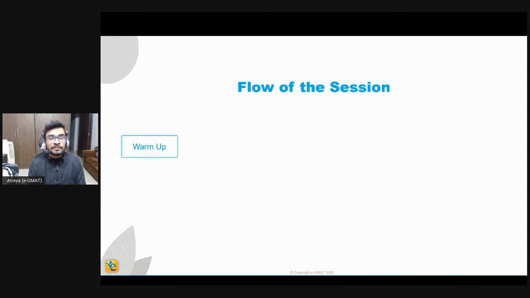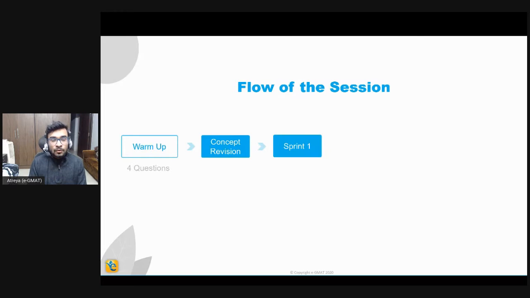In this session, we'll first do four warm-up questions, and after that we'll discuss the solutions to those questions, and then we'll do some concept revision as well. The concept revision is basically revising the entire concept of even and odd in about 5 minutes, and I'll also help you get to that unified approach through it. After we discuss the concepts, we'll move to our first sprint, where we'll solve three questions typically in the range of 600, 650.